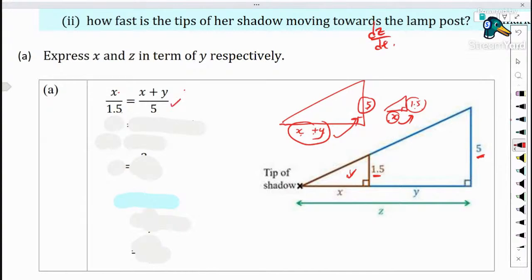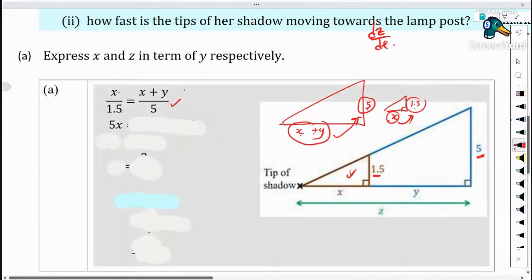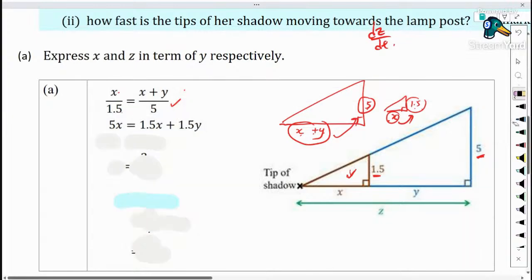Then from here, I find that I can split it into x over 5 and also y over 5 as one of the ways. But of course, I can also cross multiply and get the following result, so that I get rid of the fractions. So I multiply 1.5 to the right, and multiply 5 on the other side. From here, I rearrange and find that I have 3.5x equals 1.5y. I write x in terms of y, so I have x on the left hand side, and finally, x is equal to 3 over 7 y. So I get the first answer, x in terms of y.